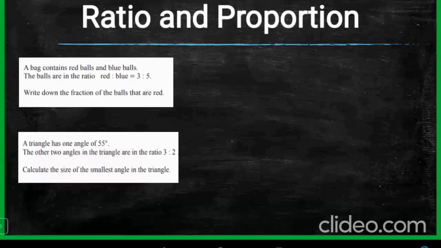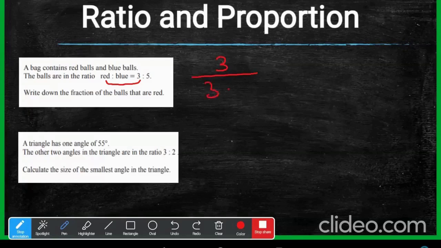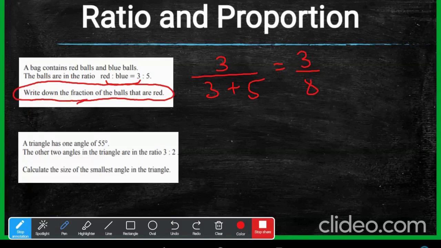Remember that if the question is to write down the fraction of balls that are red, or they want a fraction value of anything, how can we write a particular fraction value? The simple way is that the ratio of red is 3. So write 3 in the numerator, and the sum of both ratios in the denominator. This is how you can write the fraction form of any particular value they are asking for.